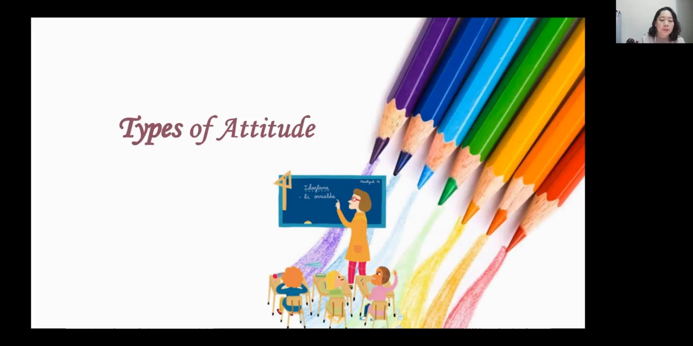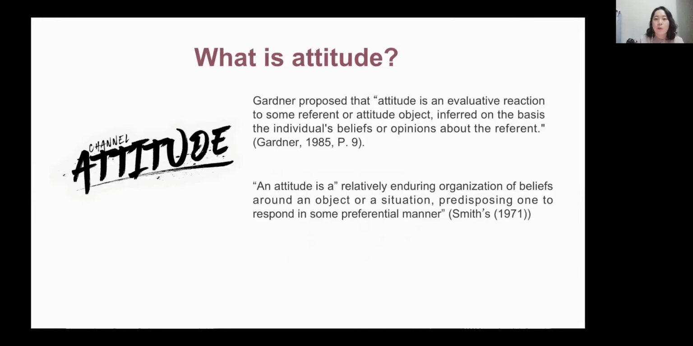Next, let's look at the specific definition of attitude. The first one, what is attitude? Gardner proposed that attitude is an evaluative reaction to some referent or attitude object, inferred on the basis of the individual's beliefs or opinions about the referent. An attitude is a relatively enduring organization of beliefs around an object or a situation, predisposing one to respond in some preferential manner. Smith, 1971.